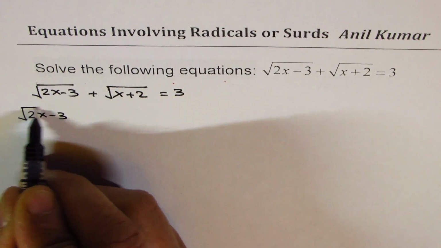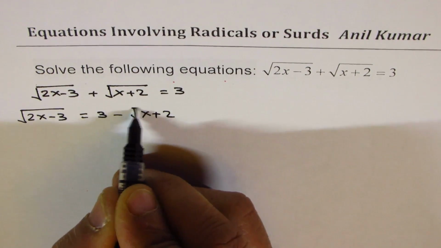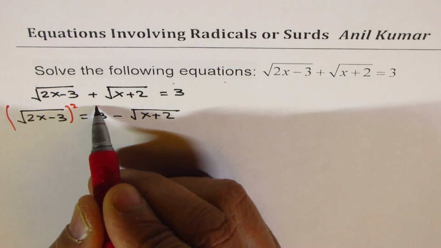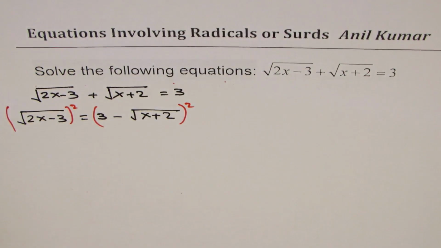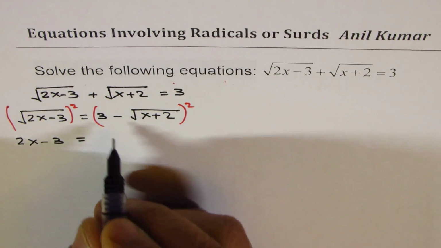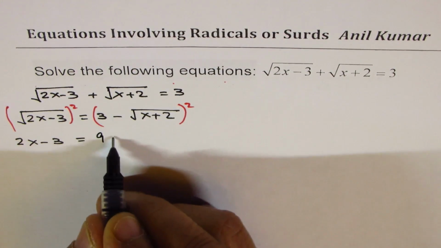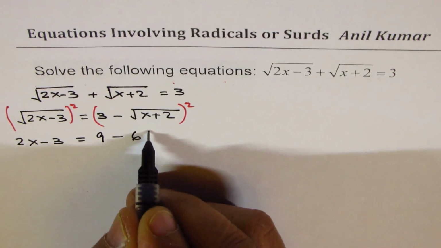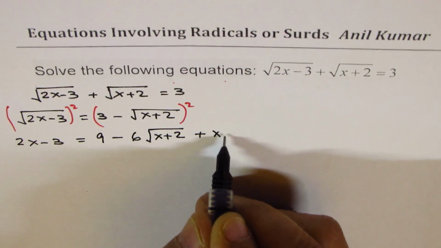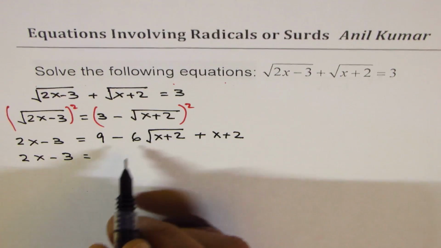You have to isolate one of these first. So we get square root of 2x minus 3 equals 3 minus square root of x plus 2. And now we'll square both sides. Let me show it here with a different ink. So when you square both sides, you get rid of the radical sign. That is the purpose. You also incorporate errors, don't forget that. So we get 3 squared is 9, minus 2 times 3 is 6, square root of x plus 2. And the square of this will be x plus 2. So we can simplify this and then we'll isolate that part.